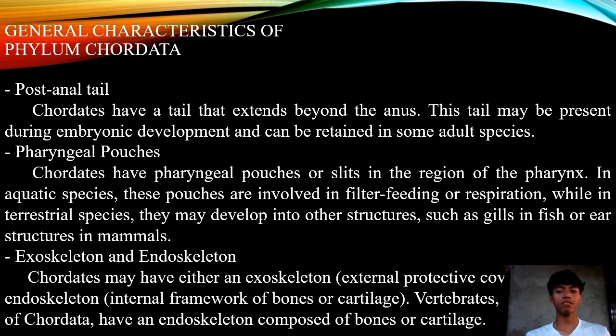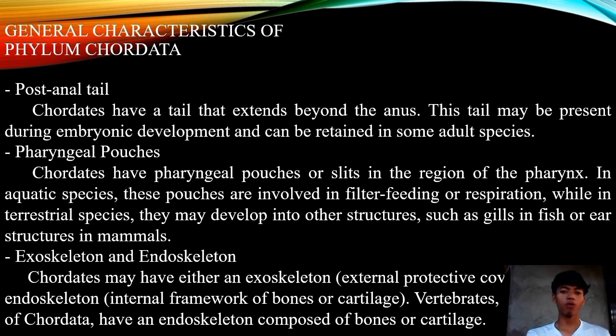So chordates, as I've said, often have pharyngeal pouches, which are structures in the throat region that may develop into various specialized organs depending on the species. In aquatic species, they have gills, and in terrestrial species, they have ears or nose, especially in mammals. So next, we have exoskeleton and endoskeleton.